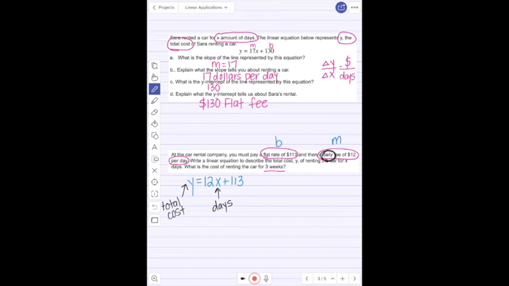So they want us to figure out how much it's going to cost for 3 weeks. Well, we can't plug 3 weeks into a day problem. So we're going to have to convert 3 weeks into days. Well, how many days are in a week? Well, there's 7 days in a week. So if there's 7 days in 1 week, 7 times 3 is going to give me 21 days. So what we're going to do is take that 21 and plug it in for x.